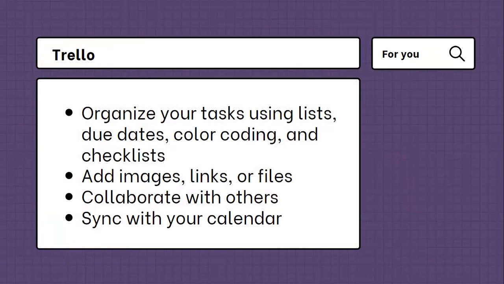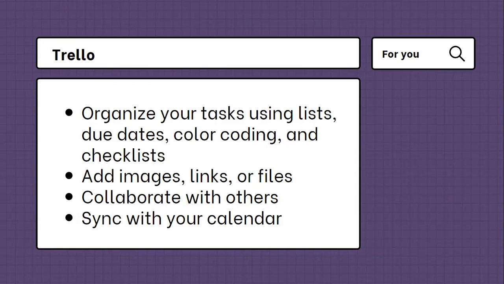You can add images, links, or files in your Trello. You can collaborate with other people. You can create a Trello team where, if you're working on a big project that involves multiple people, you can put in, so-and-so, here's a checklist for the things they need to do for this project. Here's a checklist for this other person, and go from there.